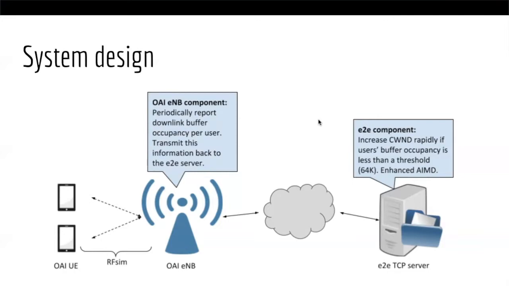Our second component resides on the TCP server itself, which receives the feedback from the OAI base station. Using this information, it more intelligently adapts its sending window size, or in this case what we call the congestion window size, CWND, based on the information we receive from the OAI. So it's much more refined information, and it helps the TCP server algorithm predict the available capacity better.